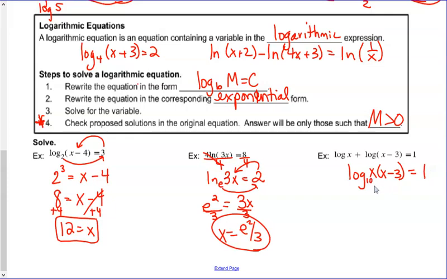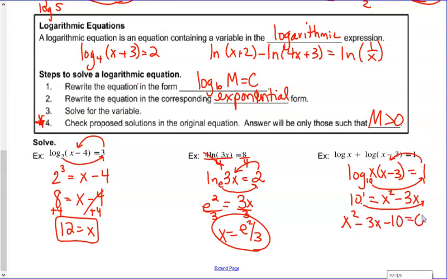So we're going to take it and write it in its exponential form. Let's go 10 to the first equals x times x minus 3. Now in order to solve that, I'm going to have to distribute that x through those two terms, so I'm going to write this as x squared minus 3x. Now, that is a quadratic equation that I'm going to have to solve because I have a square there. So I'm going to subtract over the 10, but also flip sides. So I get x squared minus 3x minus 10 equals 0.